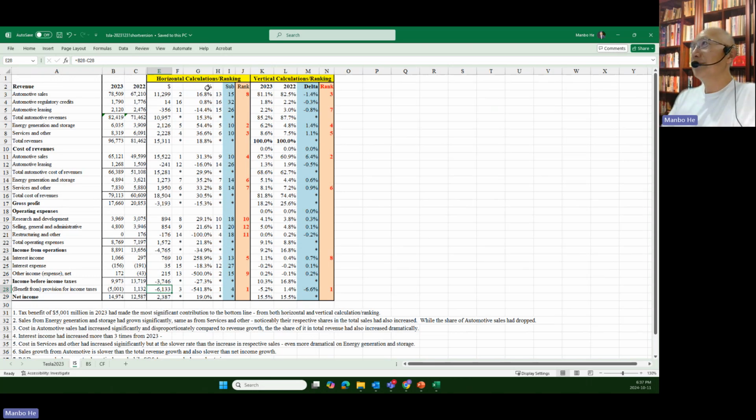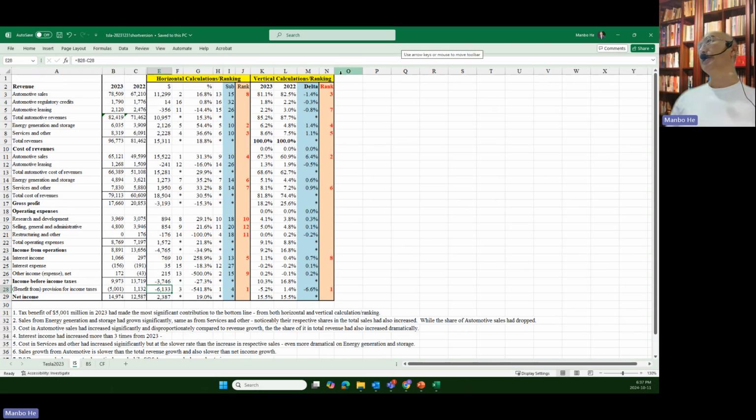Now, the second part of the horizontal calculation is the percentage. I will explain why. If we only have the dollar amount, sometimes when the dollar amount changes significantly, in terms of percentage it doesn't. So it's not always the same. So we need to do both.